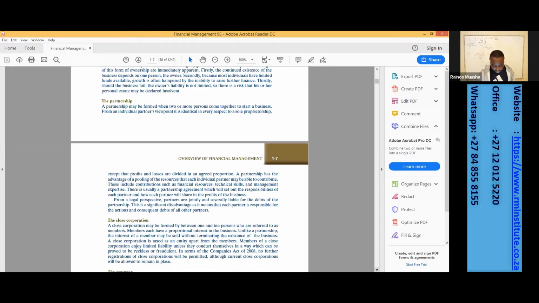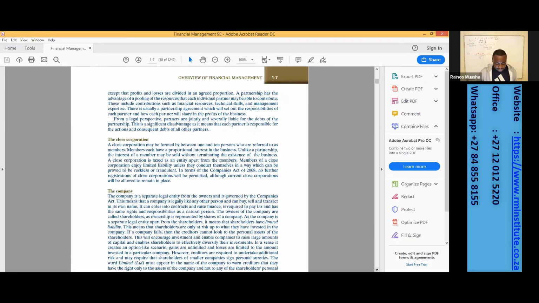Then there's going to be a close corporation, which is a CC, although I wouldn't expect anything to be coming from there, mainly because there's no longer a registration of new CCs. Only the existing CCs are able to continue running. So here they say a close corporation may be formed between 1 and 10 persons who are referred to as members. So members each have proportional interest in the business. Unlike a partnership, the interest of a member may be sold without terminating the existence of the business. Because with the partnership, if one partner wants to walk away, it basically means that the business has to be terminated there as well.